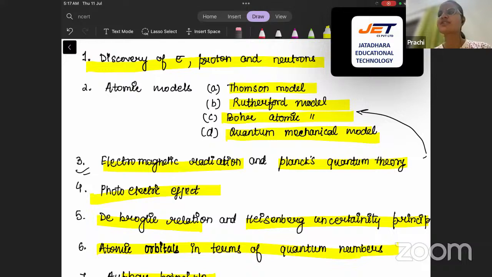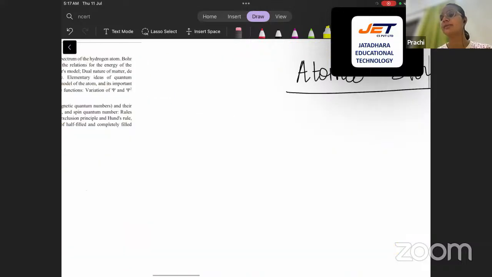Now, what about the first topic, that is the discovery of the electrons, protons, and neutrons? Yes, that also we will do. But here we will start our chapter with the different atomic models, which are the Thomson model, Rutherford model, Bohr's atomic model, and quantum mechanical model.